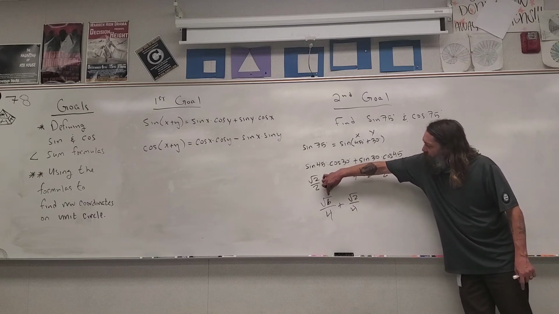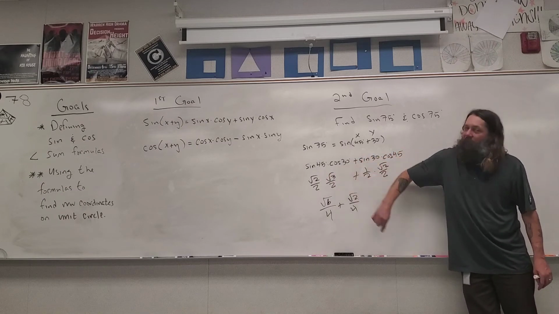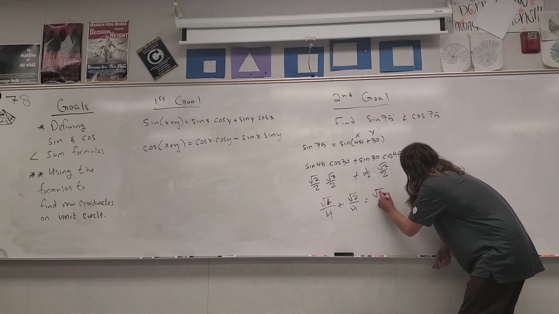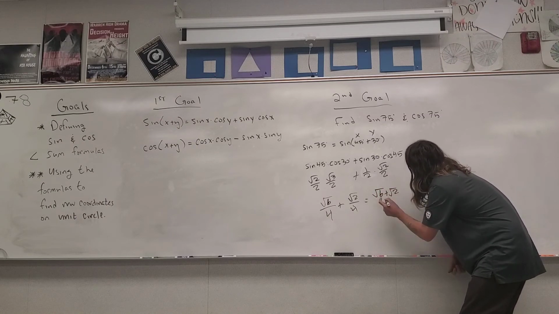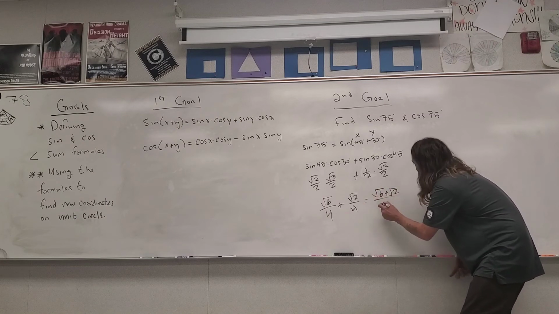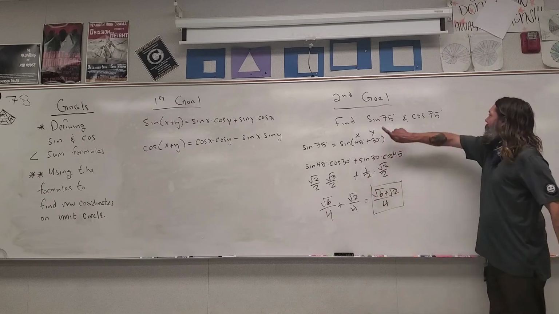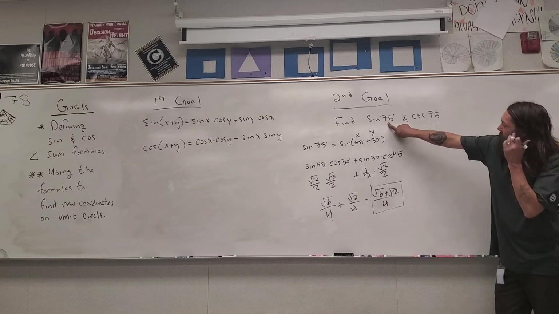Do I know what the square root of 6 plus the square root of 2 is? Nope. But I can write it like this: square root of 6 plus square root of 2, all over 4. That is my y coordinate at 75 degrees.